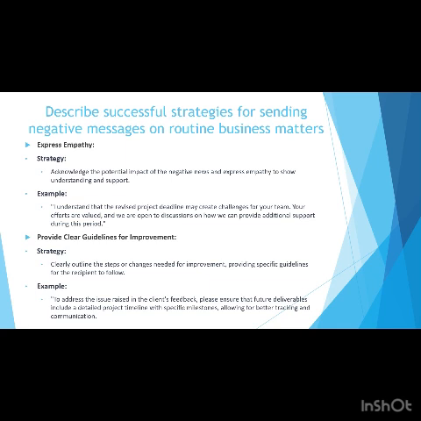And then we have providing clear guidelines for improvement. So this is where you clearly outline the steps or changes needed for improvement, providing specific guidelines for the recipient to follow. So the example here is to address the issue raised in the client's feedback. So please ensure that future deliverables include a detailed project timeline with specific milestones, allowing for better tracking and communication. So this guidance provides a clear roadmap for the recipient, making it easier for them to meet expectations in the future.